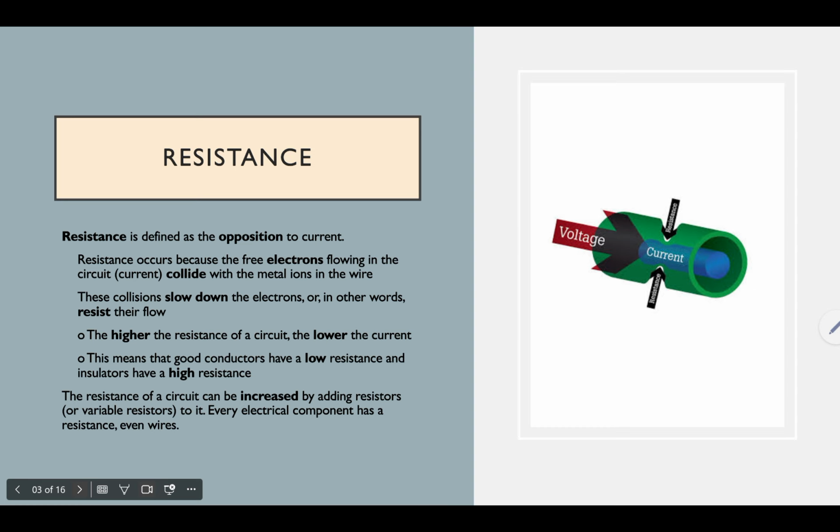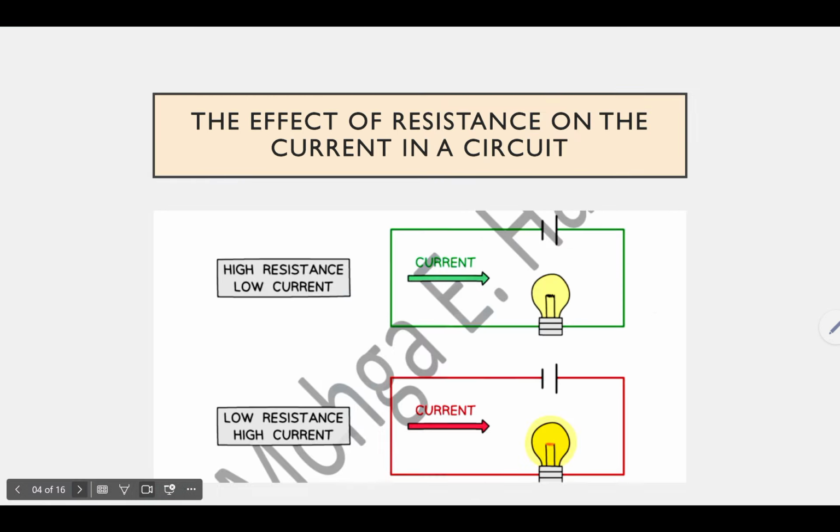The resistance of a circuit can be increased if you add more resistors or variable resistors to it. Every electrical component has a resistance, even the wires themselves. So, if there is a high resistance, low current will pass through, and if there is low resistance, high current will pass through.